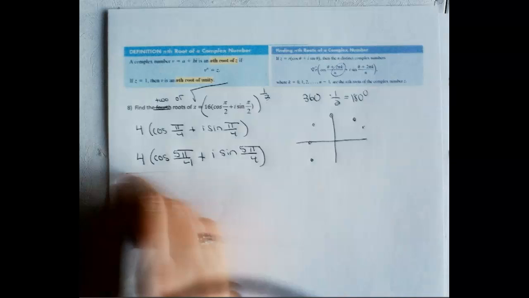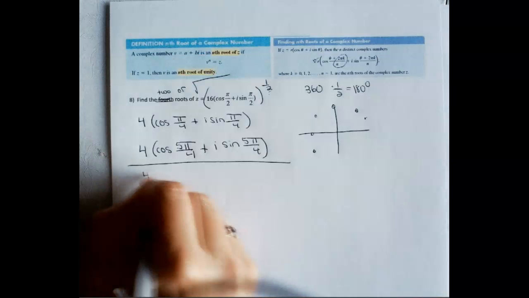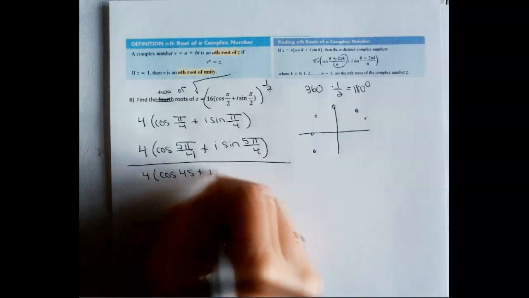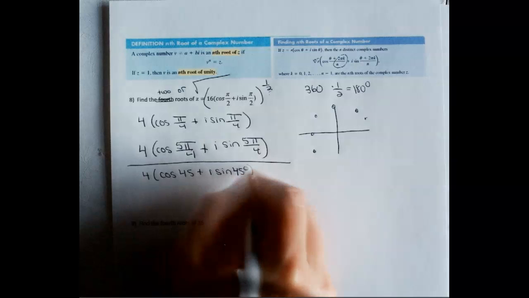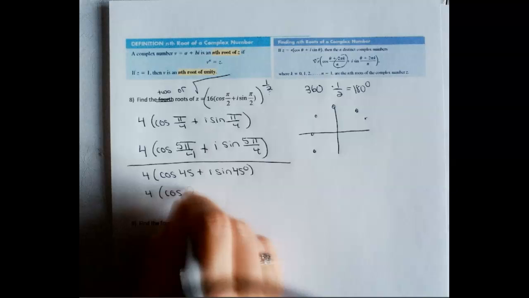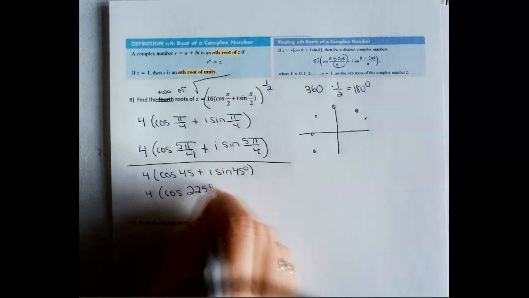Now, if that's confusing, we could change it to degrees. So let's do that. This would be cosine of 45 degrees plus i sine of 45 degrees. If you add on 180, that gives me 225 degrees.